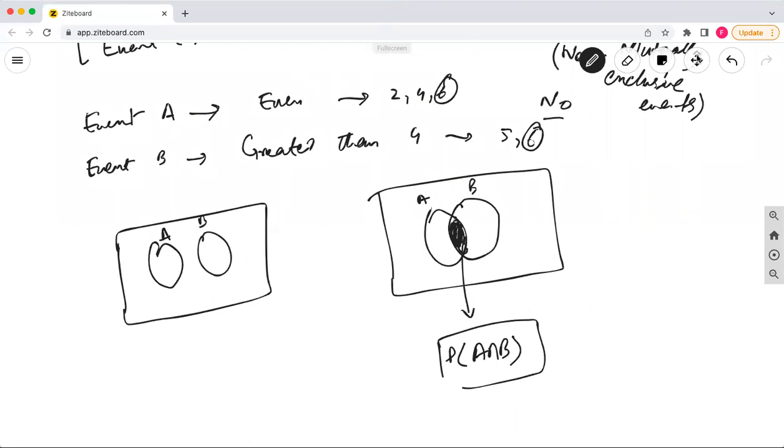Okay, now let's move further and let's talk about the independent and dependent events.